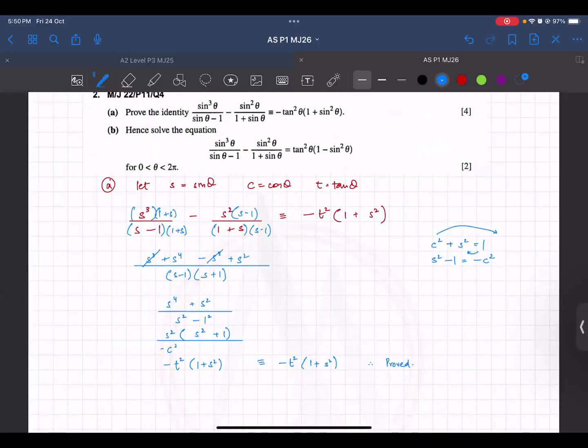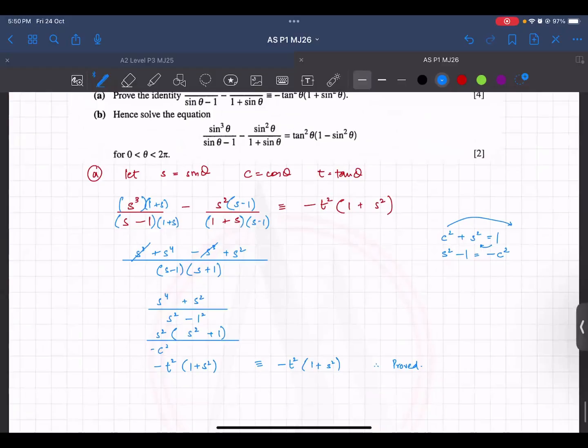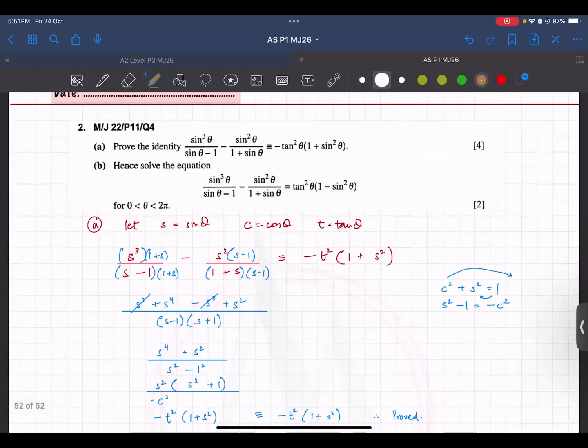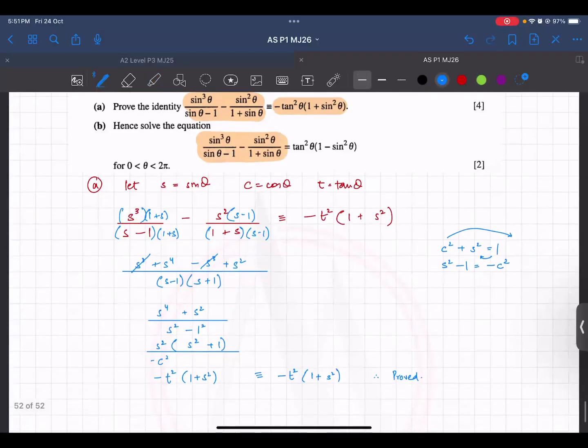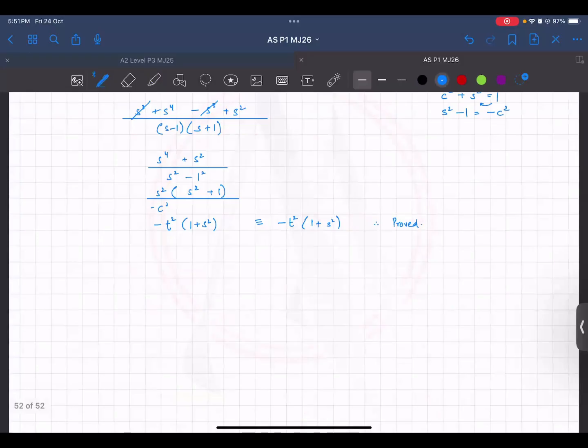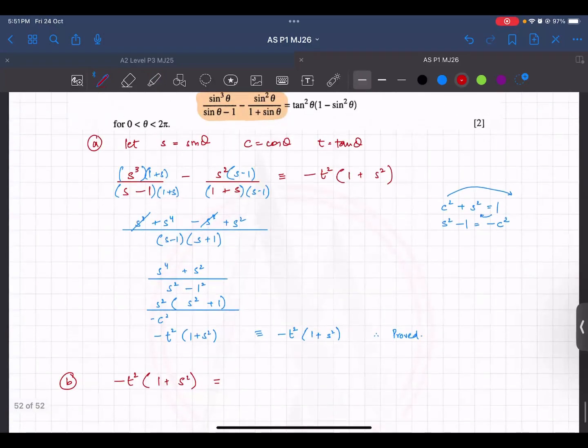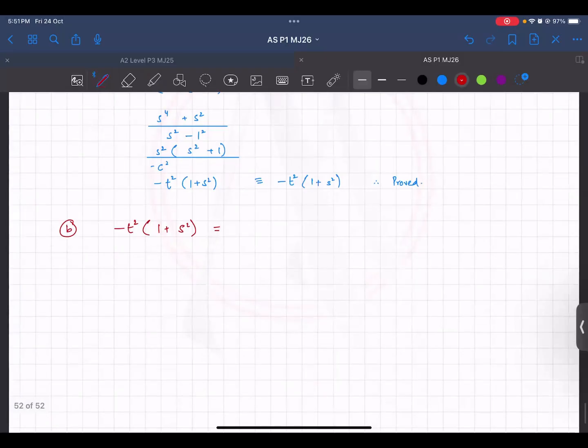Then the next part, they are asking you to solve this now. Solve the equation. So whatever you have proved over here, this thing, you can replace it with this part. This means this complete thing I can replace with minus tan square into 1 plus sine square. So in part B, minus tan square into 1 plus sine square is equal to, the equation is, tan square into 1 minus sine square.